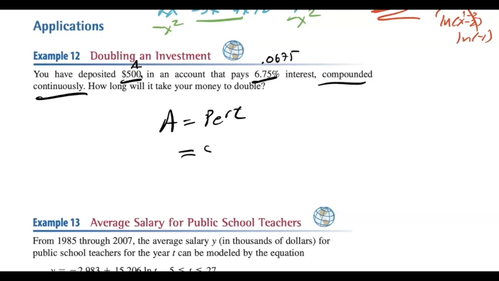Let's plug in what we have: 500 e^(0.0675t). I want to double my money. So what's doubling my money? Well, double 500 is 1,000. So all we have to do here is solve for t.